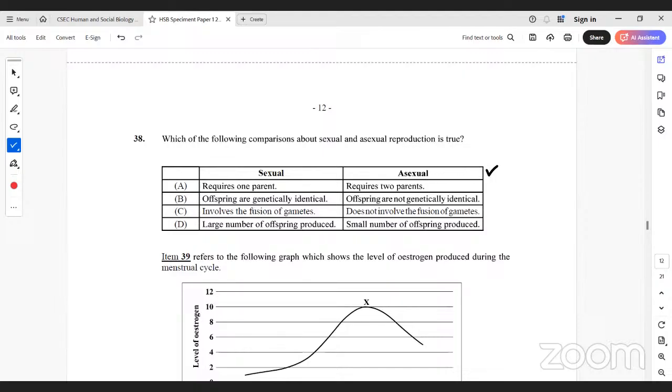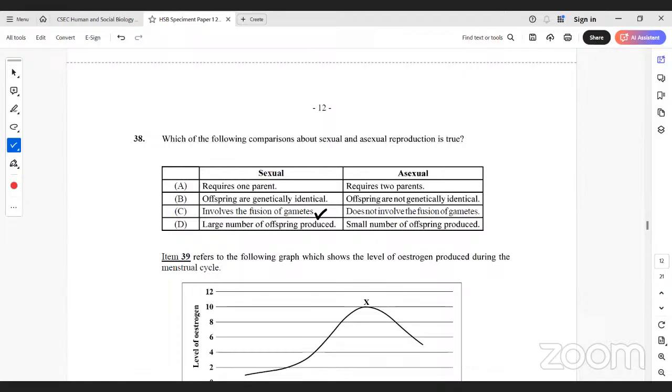Which of the following comparisons about sexual and asexual reproduction is true? And we have them matching up here. Requires one parent. Oh, well, already off the bat, they're telling us that sexual requires only one parent. Well, that is not true. Offspring are genetically identical. Well, that is not true. We don't even need to continue reading.